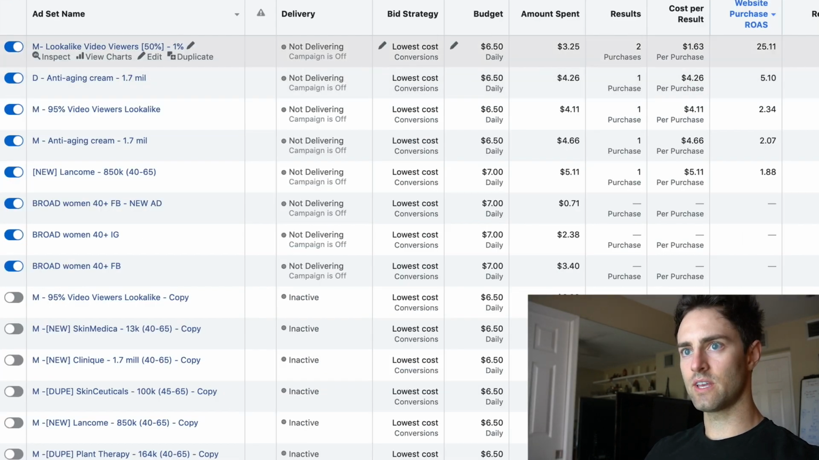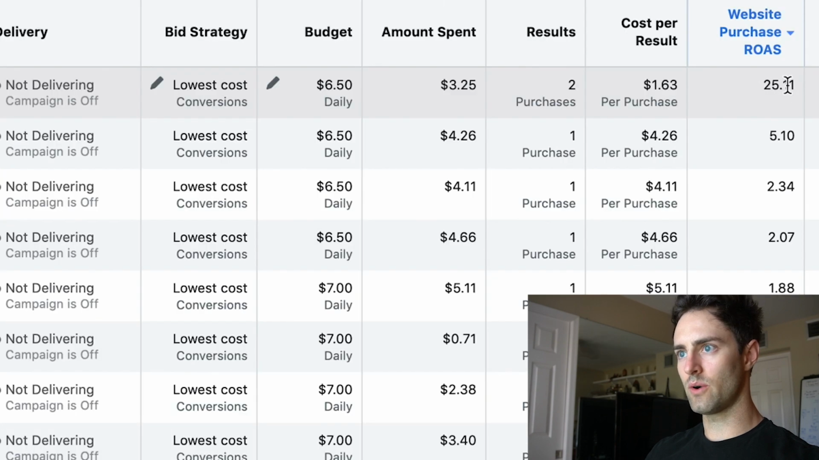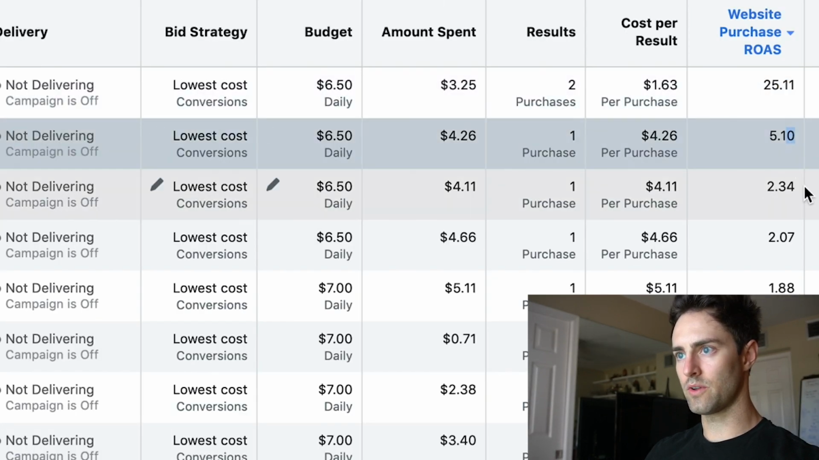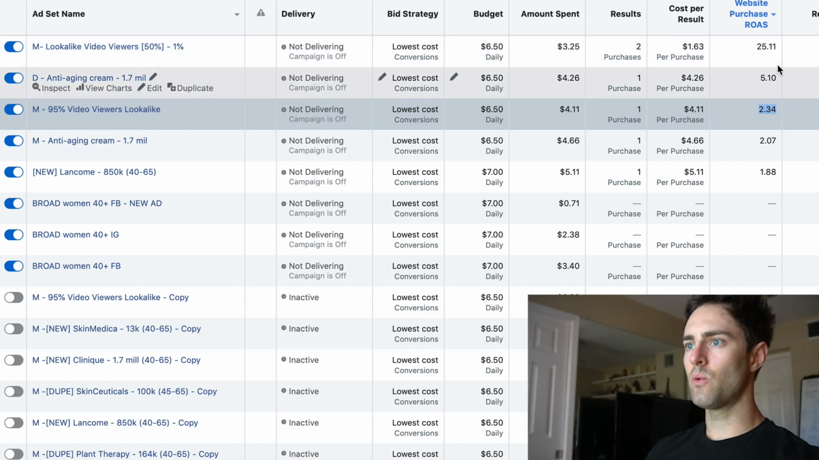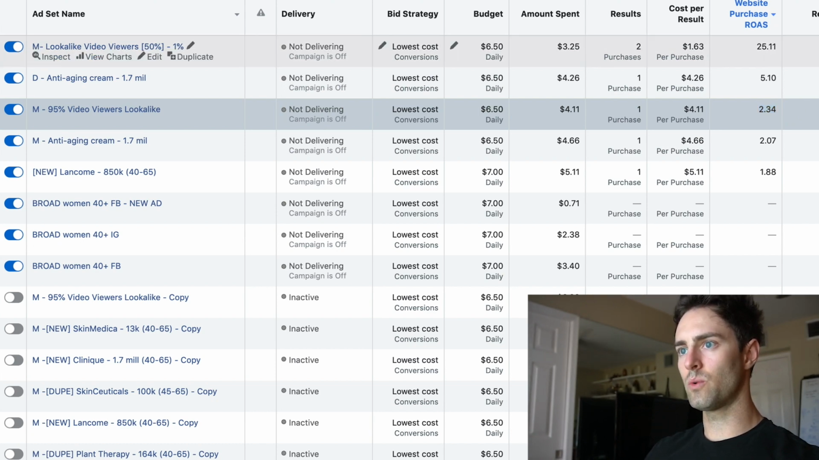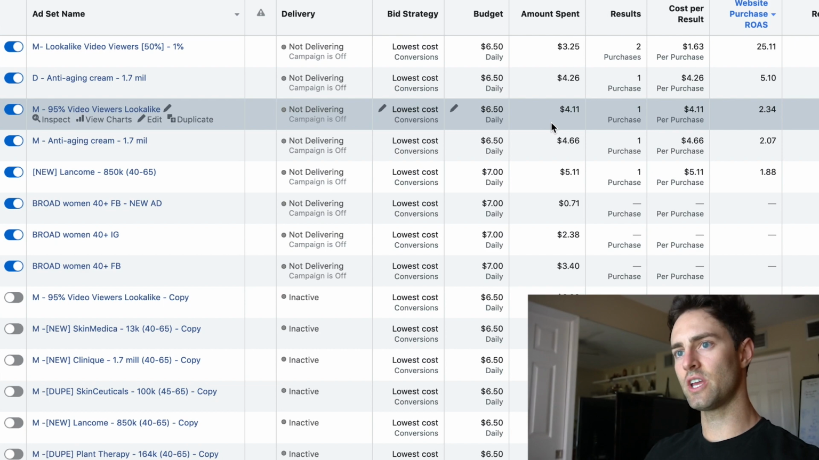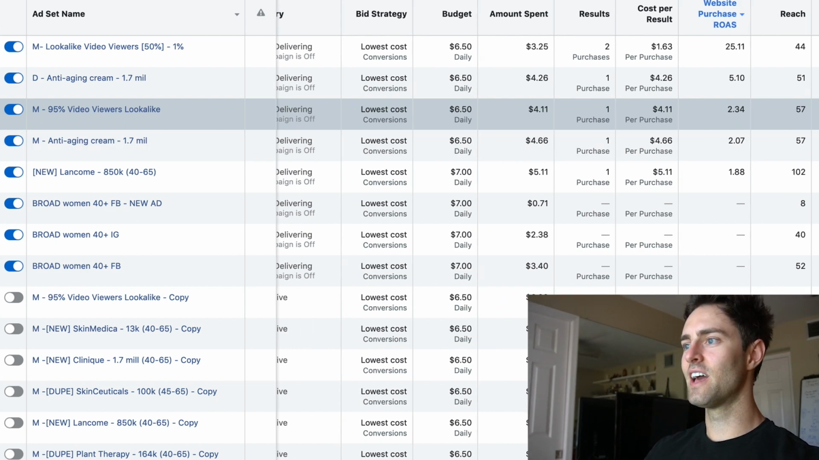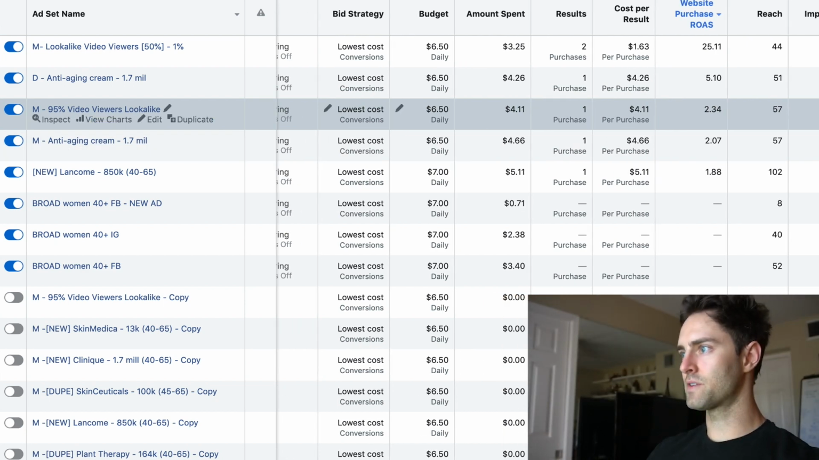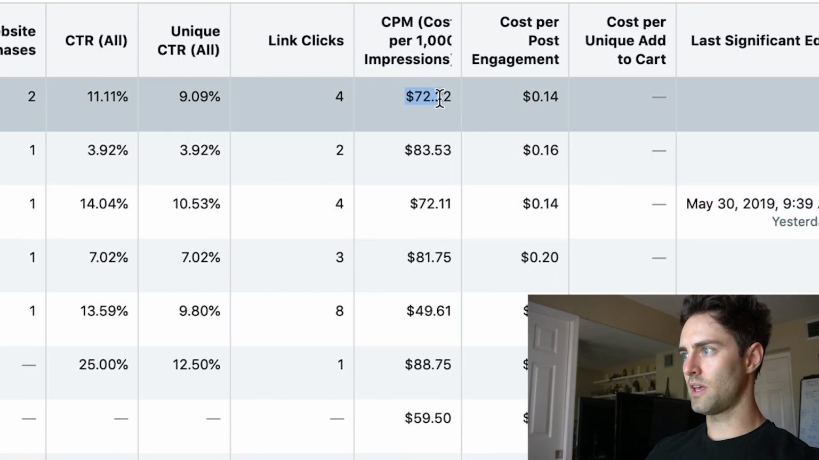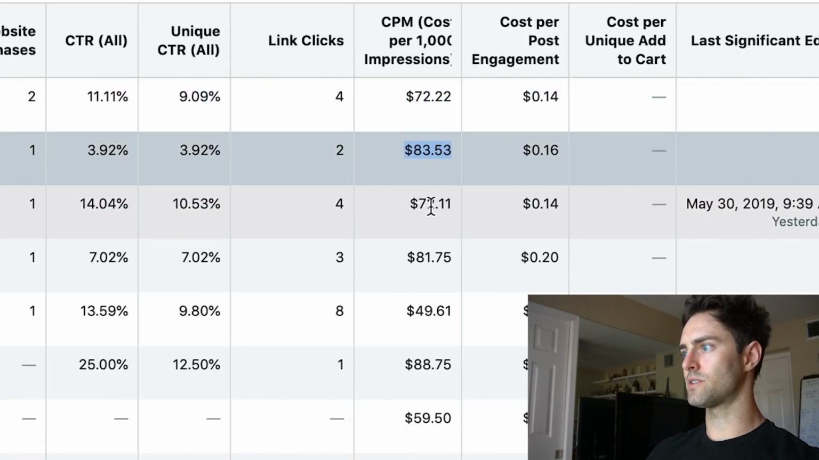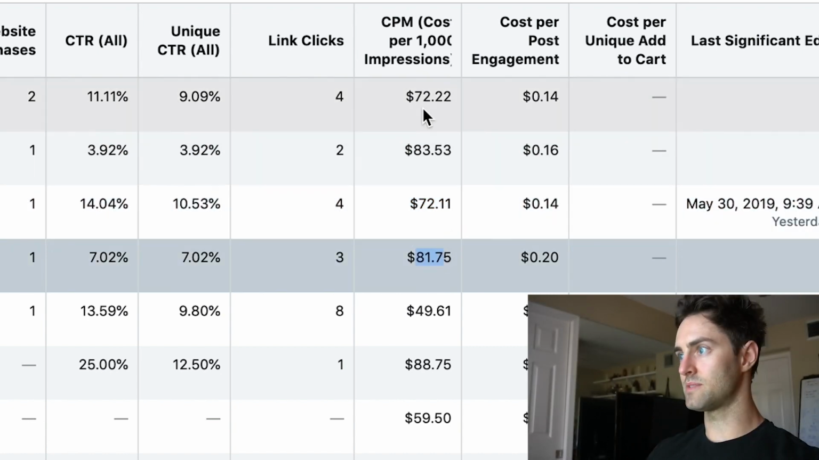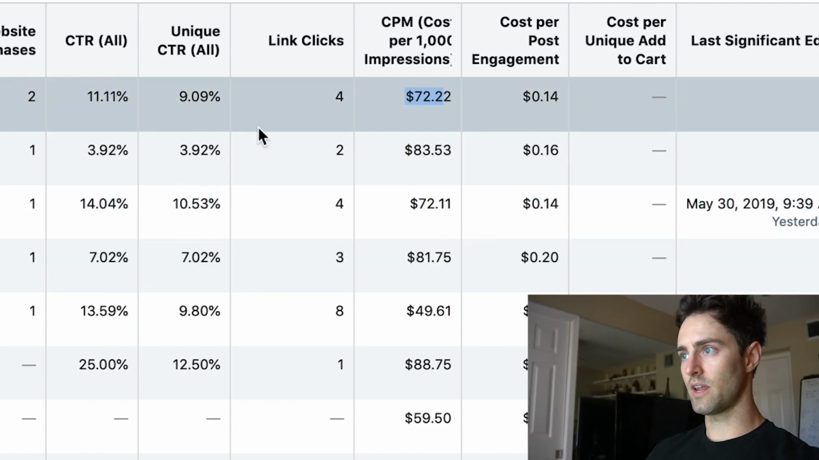If you notice, it says that the campaign is off, but we had a 25 ROAS on this, 5 ROAS, 2.34. I want to show you what was going on and what was really alarming about this and how we're going to change and switch. So this is actually going to be very good. Never in my life have I seen CPMs exceed, really, $50. These are $72 CPMs, yet we're still getting a really high click-through rate. Some people might say, well, look at your ROAS, this is really good.